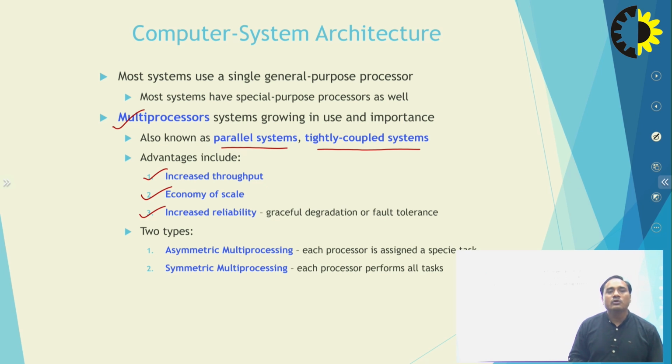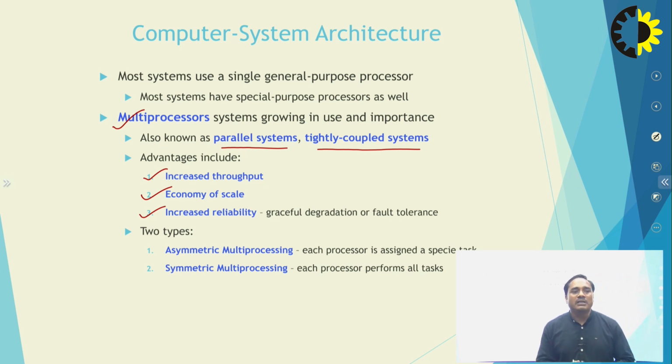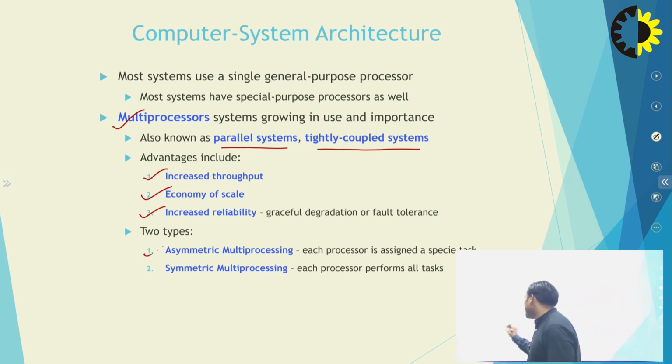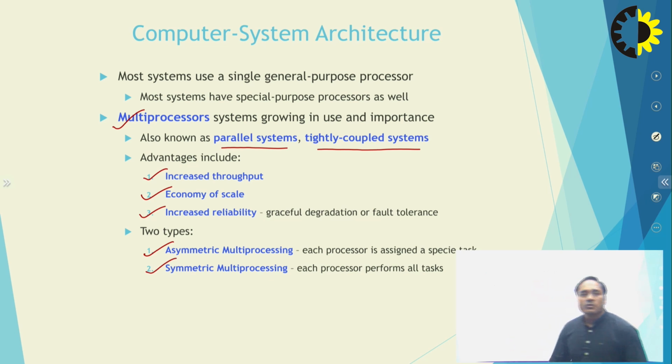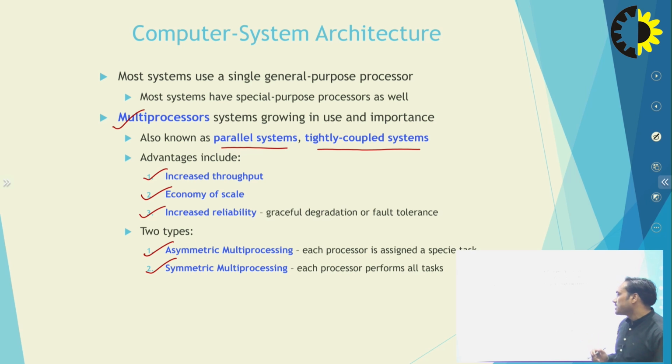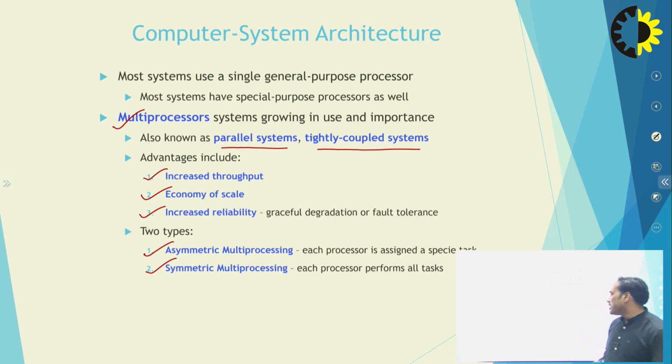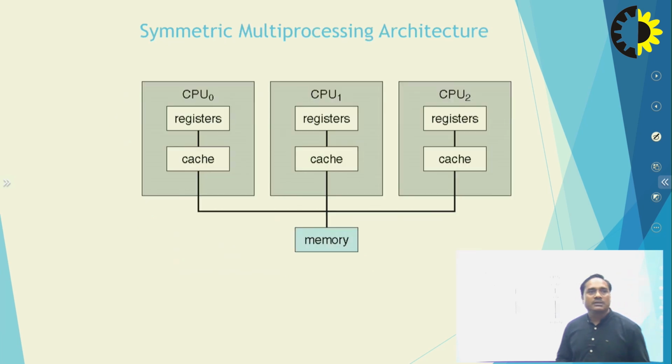Now I am going to discuss the types of multiprocessor system. Multiprocessor systems are divided into two important categories. The first is the asymmetric multiprocessor, the second is the symmetric multiprocessor. In the asymmetric multiprocessor, each processor is assigned a specific task. Now what is the symmetric multiprocessor? Each processor performs all tasks at the same time, that is called the symmetric multiprocessor.